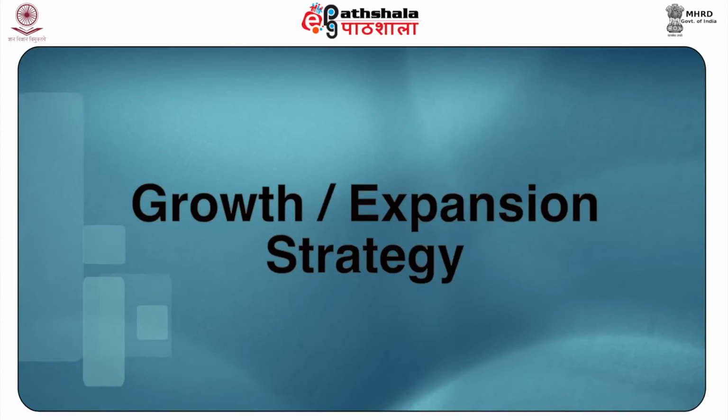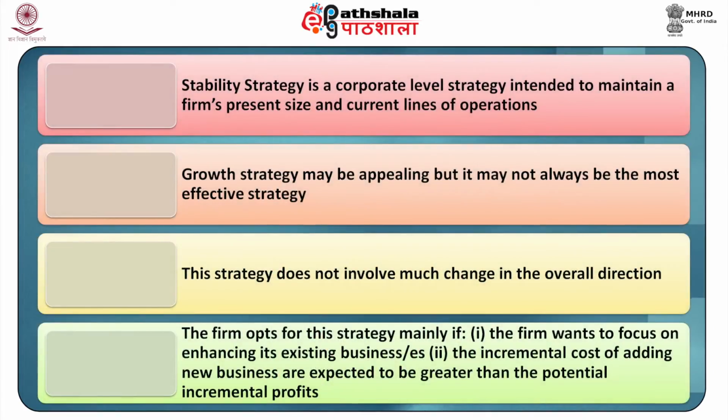Growth or expansion strategy is adopted when an organization aims at broadening its scope of the businesses and achieving high growth. It is generally believed that growth is the only strategy for a sound firm, but an organization should follow growth strategy only if it is expected that the growth that the organization is aiming for will increase the firm value. Stability strategy is the corporate level strategy intended to maintain the firm's present size and current lines of operation.